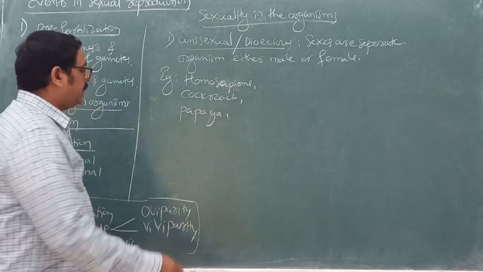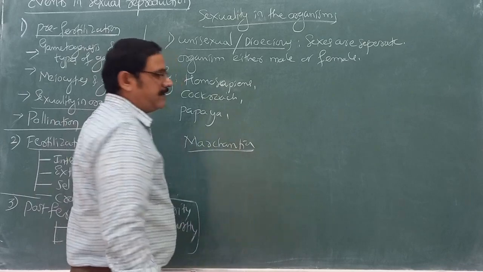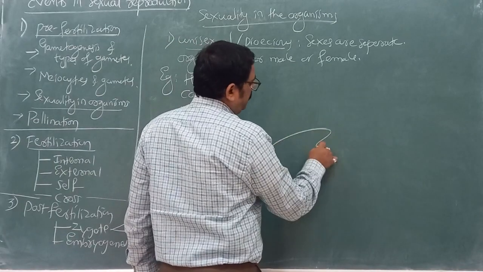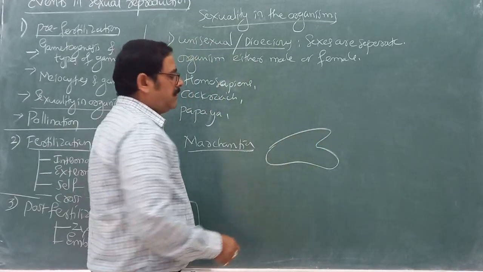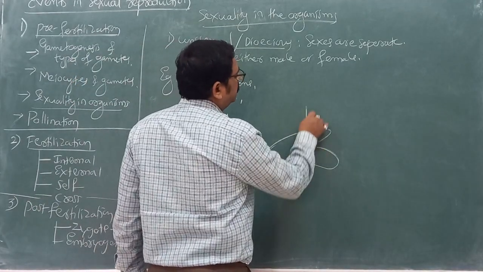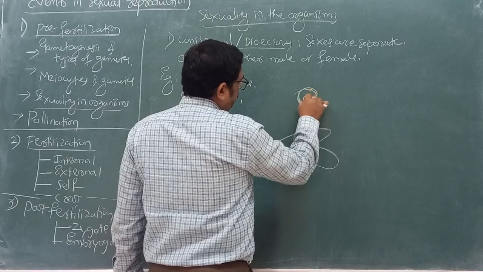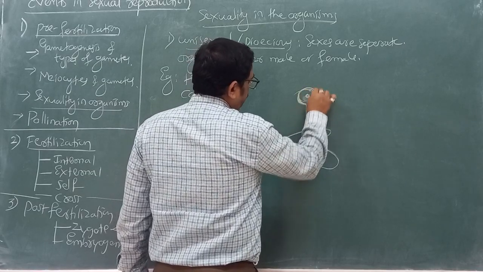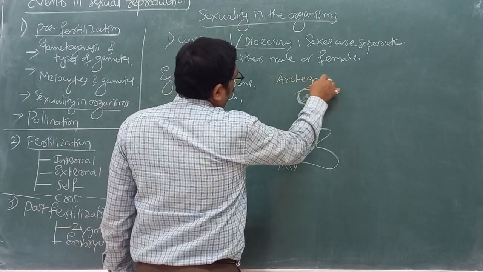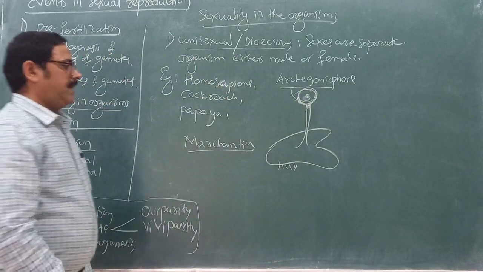So Homo sapiens, cockroach, papaya are unisexual, and not only the higher organisms but also the lower organisms such as bryophytes, mainly Marchantia. Marchantia, a bryophyte, is also called a gametophyte, and it is also unisexual. Marchantia has a thallus, with root-like structures called rhizoids, and it has a sex organ. The entire disc-like sex organ produces the female gametes and is called the archegoniophore, the female sex organ in Marchantia.